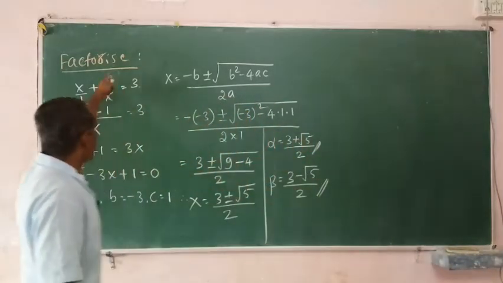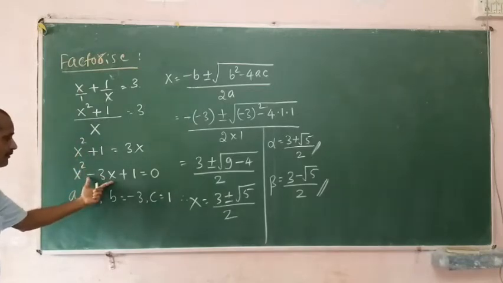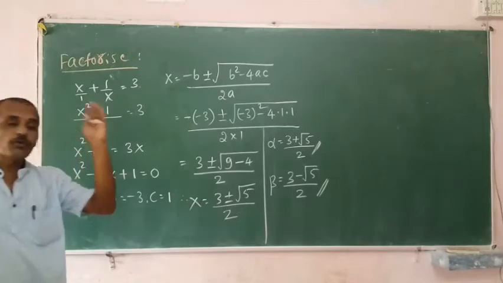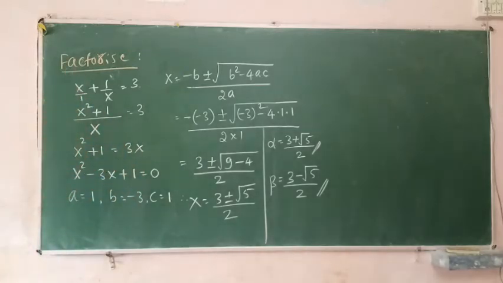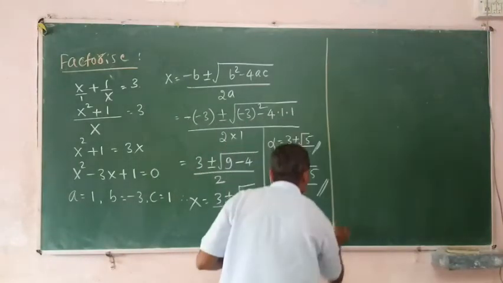So, whatever the equation is given, first you simplify, bring it into the quadratic form. Then, if you are unable to find the middle terms, we can go for the formula method. This is how we can solve the problem. Let me go for one more problem for you.